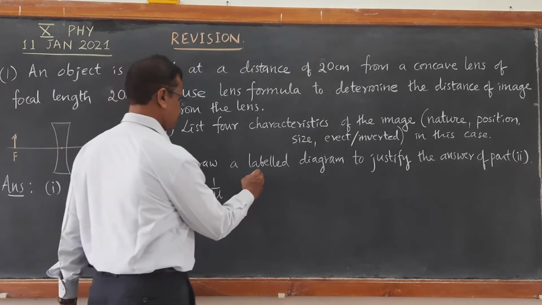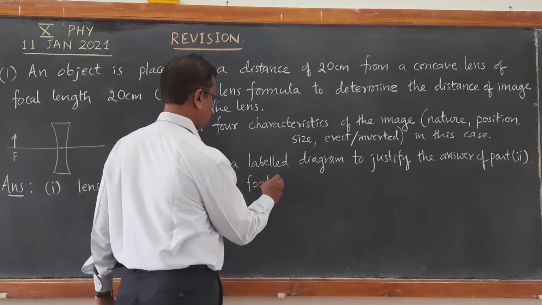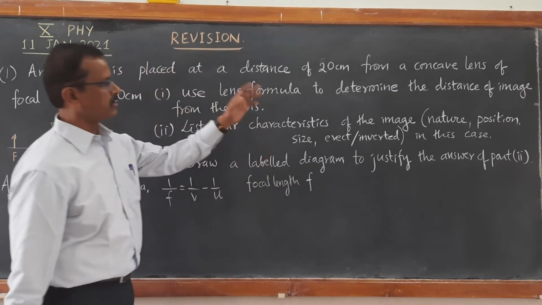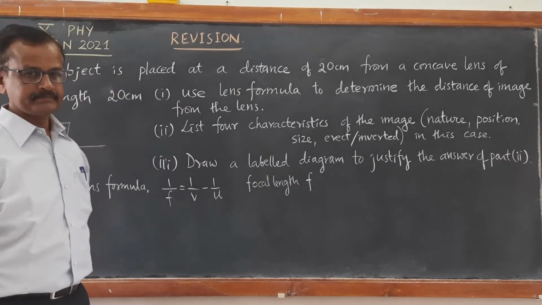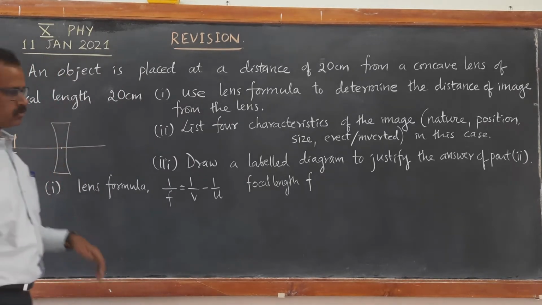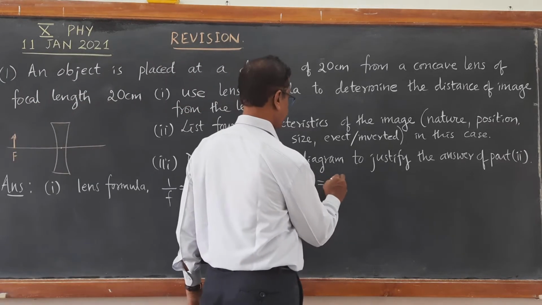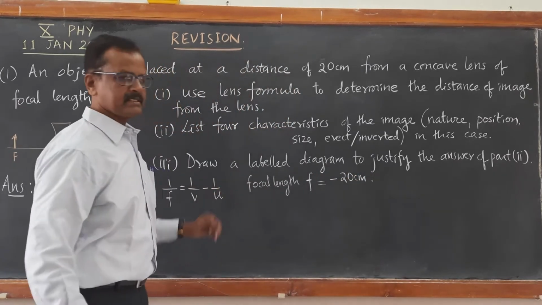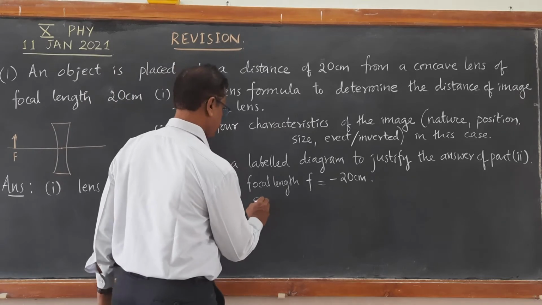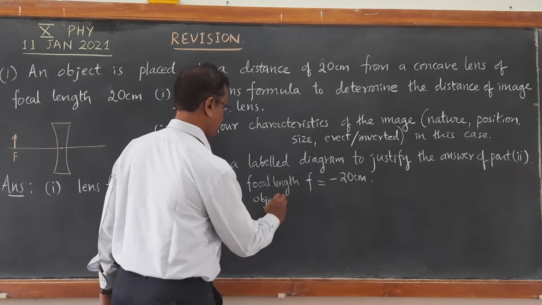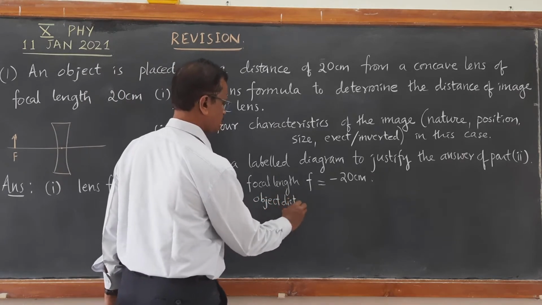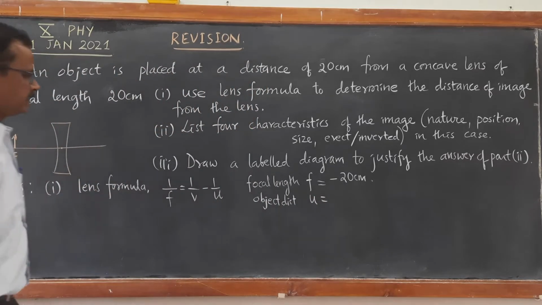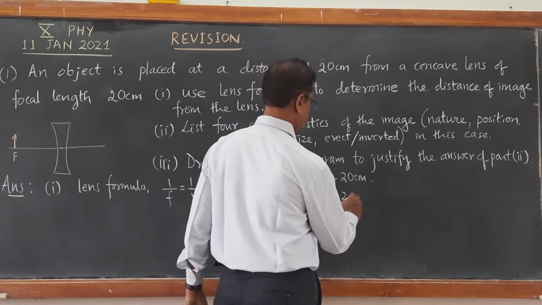Now here the focal length is given. Focal length of a concave lens, remember, is always negative. It is towards the left side. So focal length of a concave lens is negative, that is minus 20 cm. Then the object distance is always to be taken negative. It should always be kept towards the left side of the lens. So it is also minus 20.